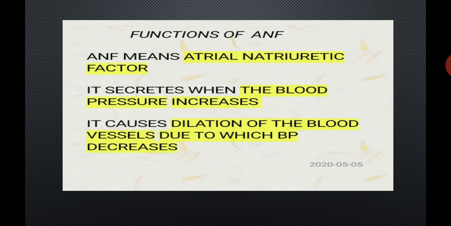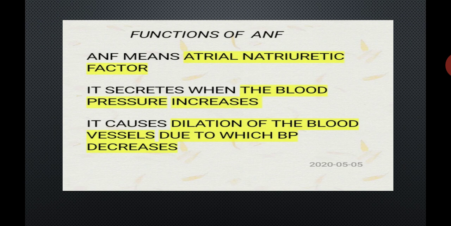I repeat, the heart acts as a diffuse endocrine gland because the muscles of its arterial wall act as endocrine in function. They secrete a hormone called ANF, and the full form of ANF is arterial natriuretic factor. It is secreted when the blood pressure increases. Then what is the role of this ANF? As the blood pressure increases, it starts dilating the blood vessel, due to which blood pressure decreases.